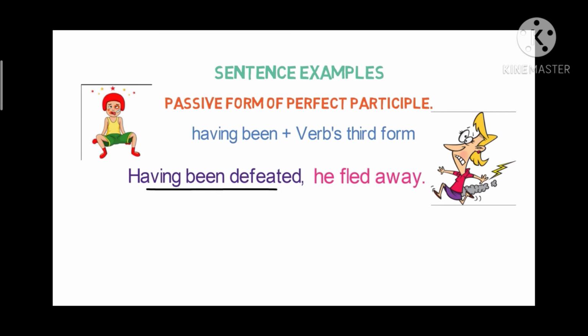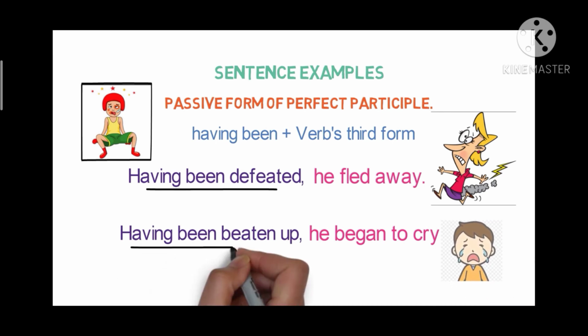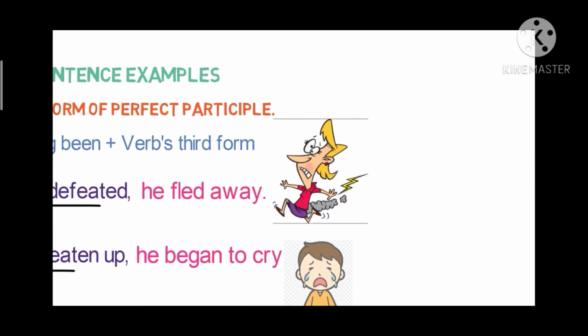Let's look into one more example. Having been beaten up, he began to cry. Here, the first action of being beaten is completed and the second action of crying started. So, having been beaten is perfect participle here. So, these are all the examples of perfect participles. That's all about participles in this video.